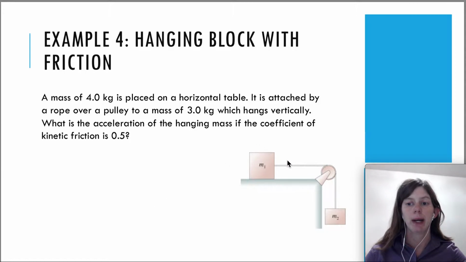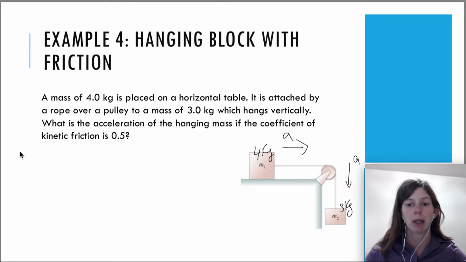In this example, we have a mass of 4 kilograms that is attached by a rope over a pulley to a mass of 3 kilograms. And what's the acceleration of the hanging mass? And it gives you that there's friction on this surface. So we know the hanging mass is going to accelerate downward, and the other is going to accelerate to the right. Same acceleration. We're going to go ahead and set up Newton's second law for each mass separately.